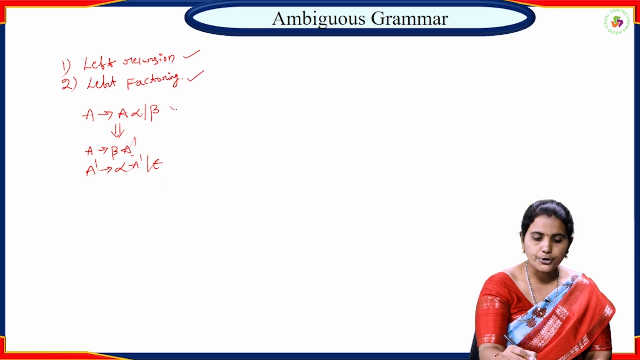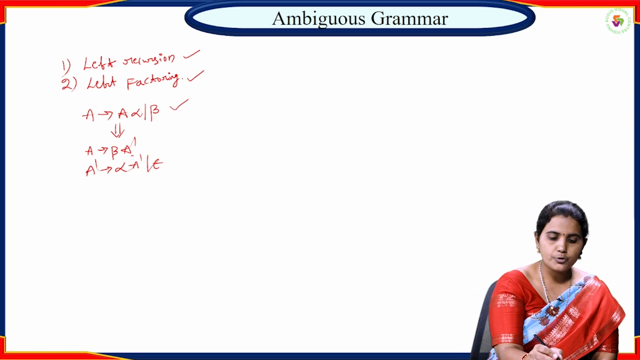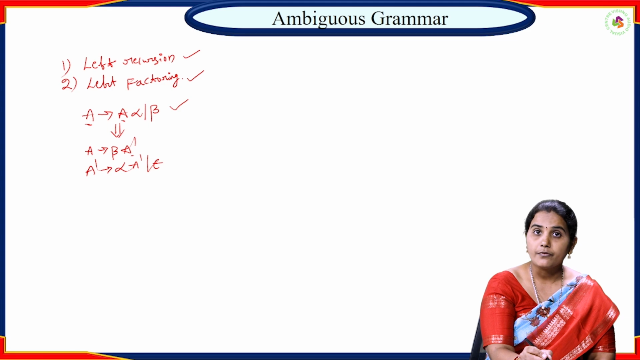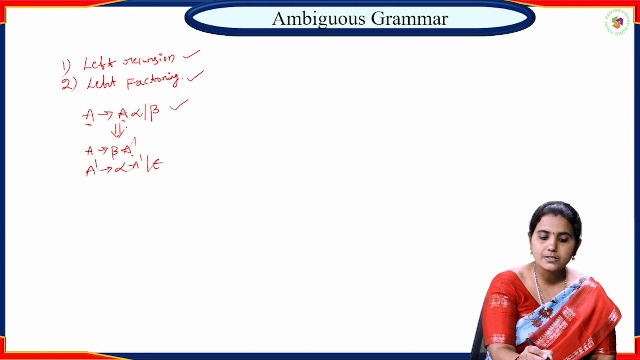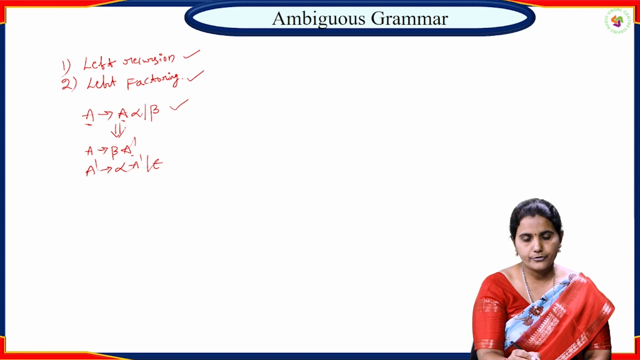If your productions are in this form, how are you going to identify it? If the left hand side symbol as well as the right hand side symbol start with the same symbol, then that production consists of left recursion. Now you are going to apply the left recursion removal.